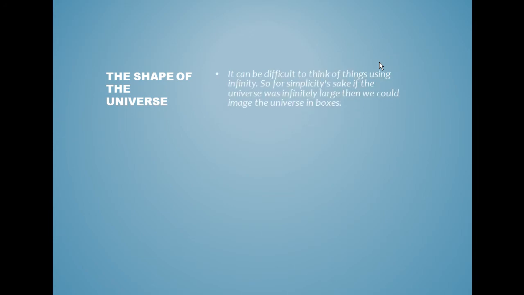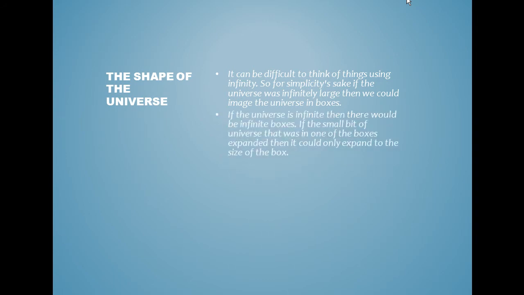So this is a little bit difficult to explain, to conceptualize in your mind, so let's get some diagrams to make sense of this. So for simplicity's sake, let's say that the universe was infinitely large. Then we could imagine the universe in boxes. So if the universe is infinite, there would be an infinite number of boxes. If this small bit of universe that was inside one of our boxes expanded, then it could only expand to the size of the box. Once it expanded to the size of the box, it couldn't expand outside the box because that box is surrounded by other boxes, and therefore those boxes can't expand. The mass inside that universe, inside that box, can't expand.